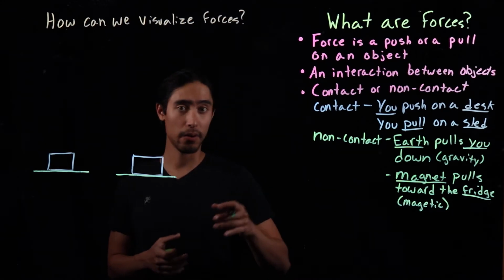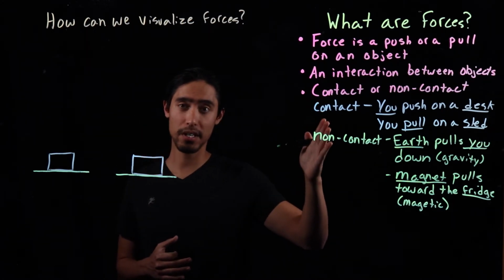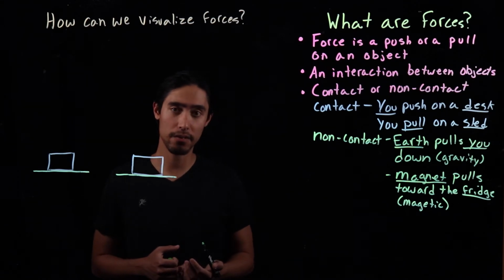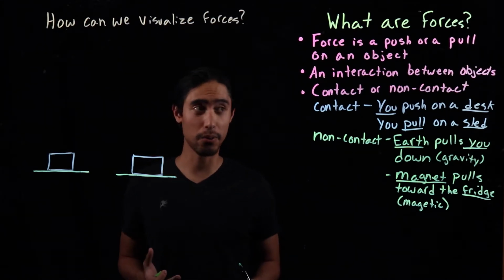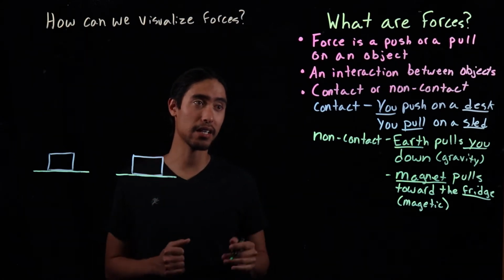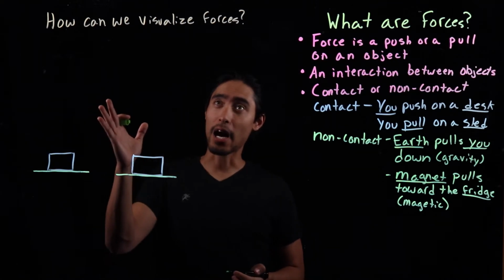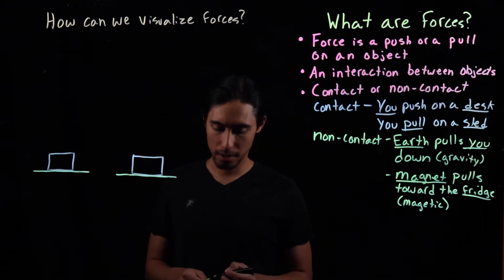Okay. So to go over things again, we have a push or a pull on an object, which would be the definition of a force. It's also an interaction between two objects. And these forces could be contact or non-contact. Let's go to the other question. How can we visualize forces?